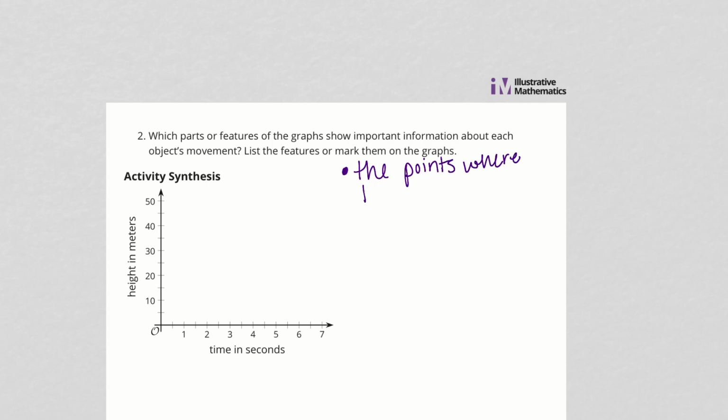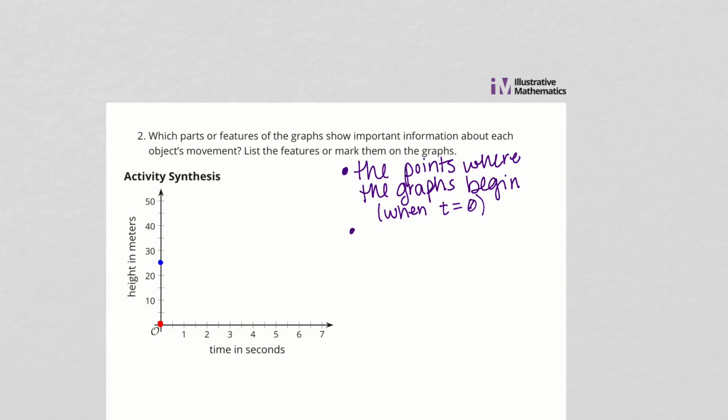where the graphs begin. So that's going to be when t equals 0. So from our rocket, that was at 0.25. For our drone, that was at 0.0 because we started on the ground, remember? So those are important points.